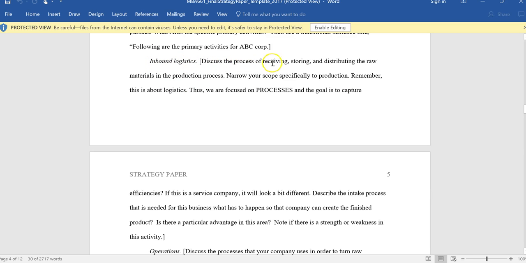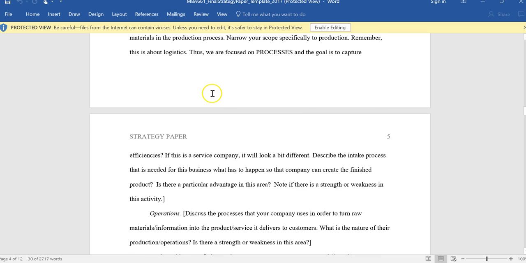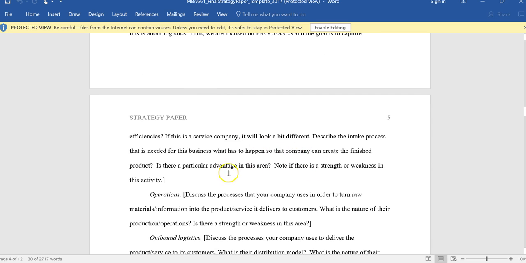Inbound logistics are those elements that relate to how you receive, store, and distribute those materials before you actually get to building them, right? And I'm not going to go into each of those elements here because it's talked about in the value chain, the ancillary value chain videos that I've provided here and in the material, but talk about the inbound logistics. Hone in on what's going on with your company, and talk about whether or not you actually want to note at the end whether or not there's a strength or weakness in this area.